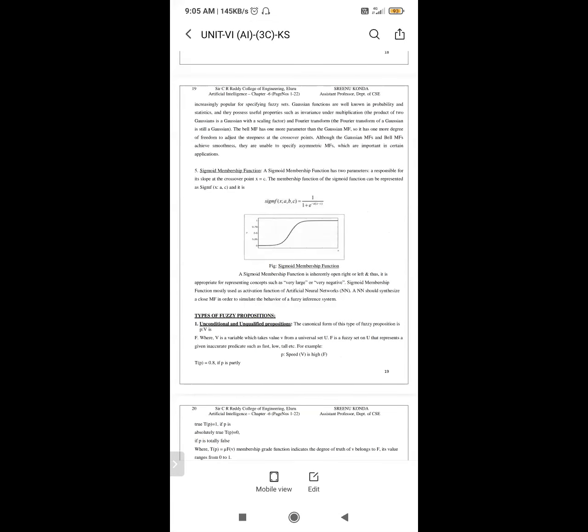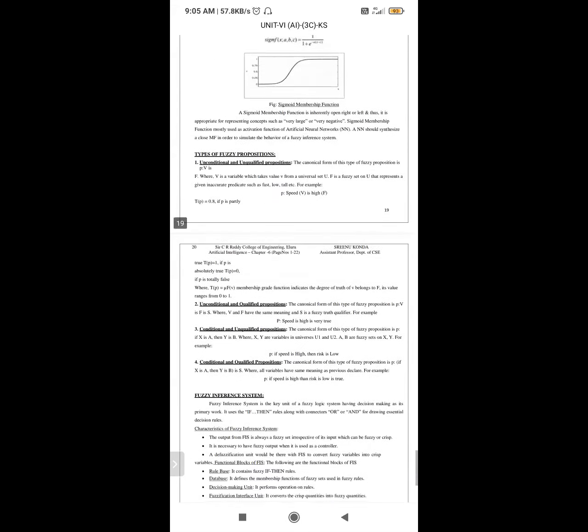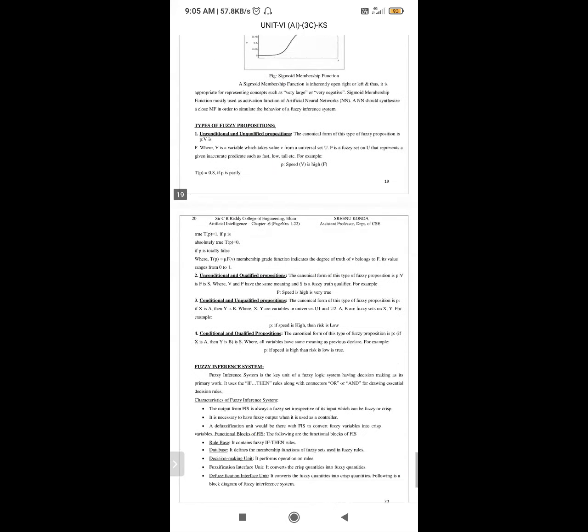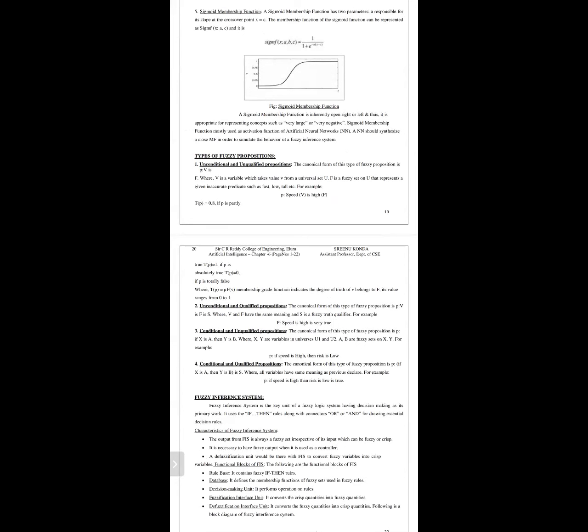So the next topic is types of fuzzy propositions. Coming to the types of fuzzy propositions, the types are here. First one, unconditional and unqualified proposition. Next one, unconditional and qualified proposition. Next one, conditional and unqualified proposition. And next one is conditional and qualified proposition. So these are the four types of fuzzy propositions.